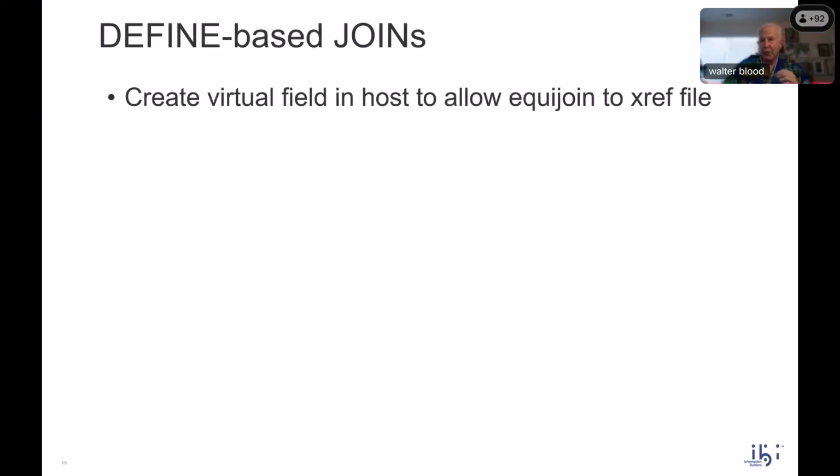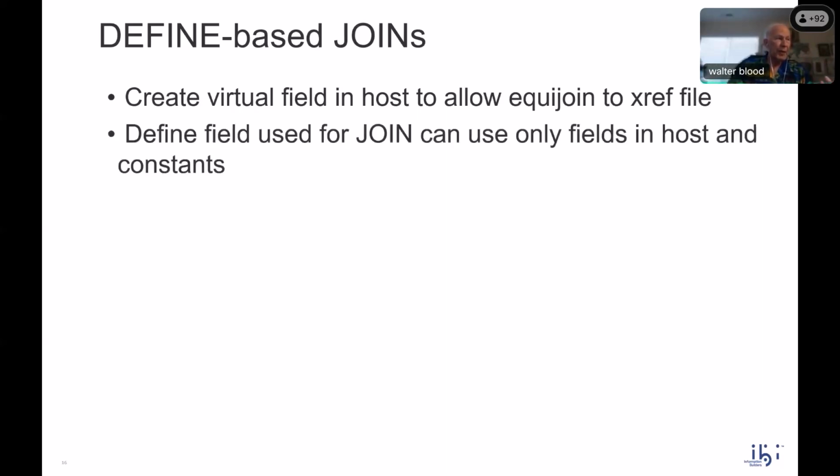Now, define-based joins. We can create a virtual field if I don't have the field I need, because we're joining a field in the host to a field in the cross-reference file. What happens if I don't have exactly the field I need? Or I've got a composite field in my cross-reference file, but I have the pieces in my host file. You can literally put them together with a define and use that to create an equijoin to the other file. So that's a perfectly reasonable thing to do.